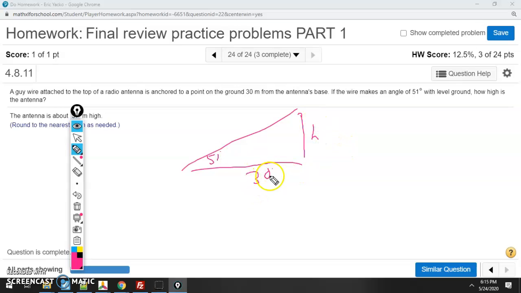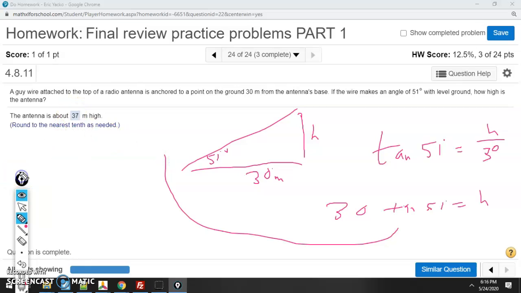So we have to think which trig function would make sense here. Since we're not dealing with the hypotenuse, tangent makes sense here. So we do tangent of the angle. Always put an angle inside tangent. The ratio goes inside tangent inverse. So tangent of 51 is equal to h over 30. That's basically the setup. You need to multiply both sides by 30. So you do 30 tangent of 51. Put that in your calculator. Make sure you're in degree mode. Remember, you have to make sure you're in the right mode. And then you get the correct answer of 37 meters.